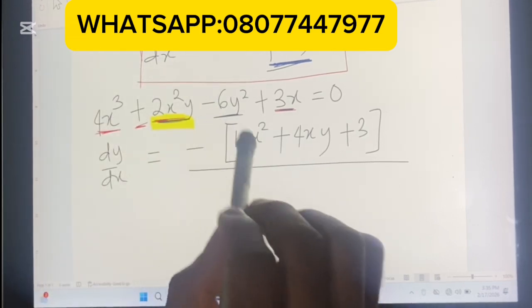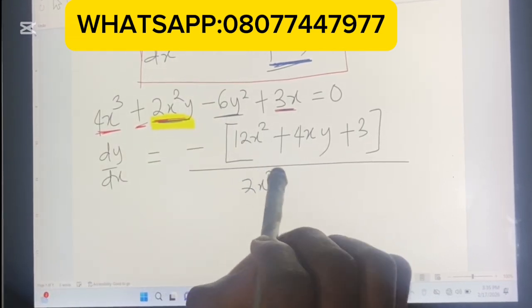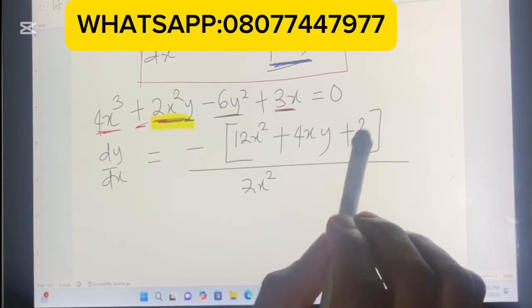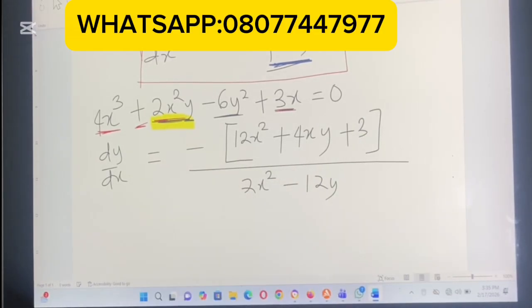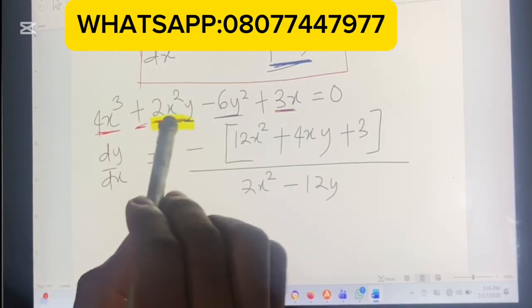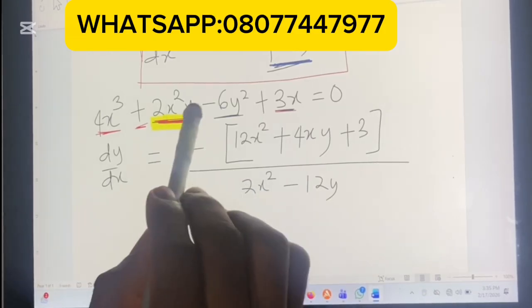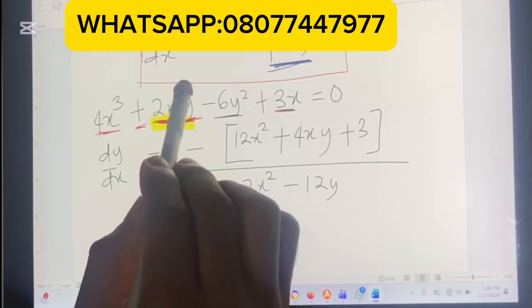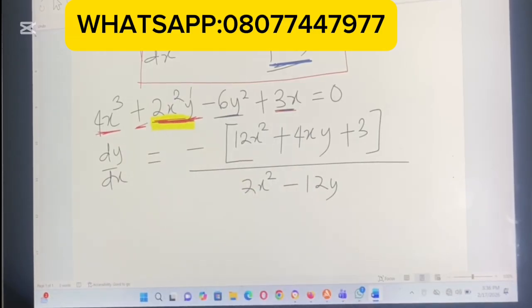When you do that, we have something like this: 2s squared minus 12y. Please take note. When you differentiate only for y here, you have 2s squared, and differentiating y only, you have 1. So the total result will be 2s squared times 1, which gives us 2s squared.